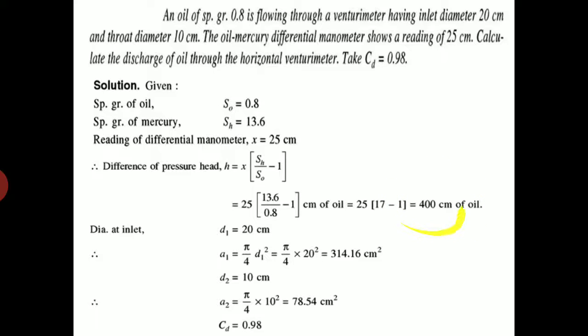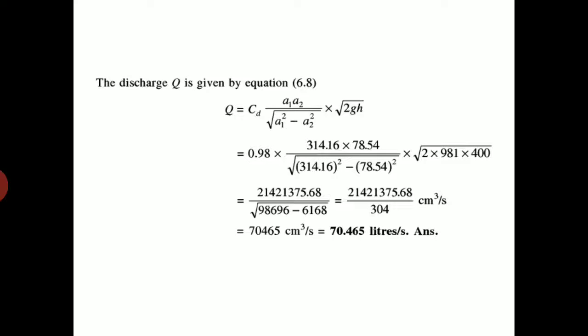Now we need to substitute this value of h in our formula for calculating the discharge. The formula for the discharge through the venturimeter is Q is equal to Cd into A1 A2 into under root 2gh, whole divided by under root A1 square minus A2 square. Cd is known to us, area 1 and area 2 are also known, and we have calculated the value of h. Substituting all these values, we get the discharge as 70.465 liters per second.